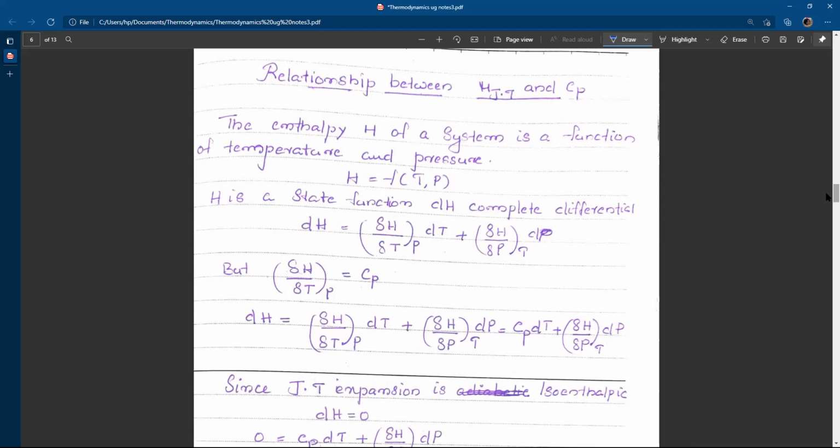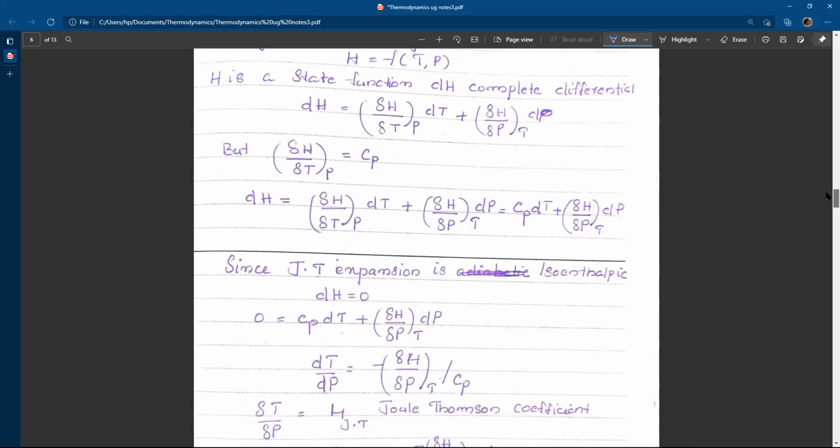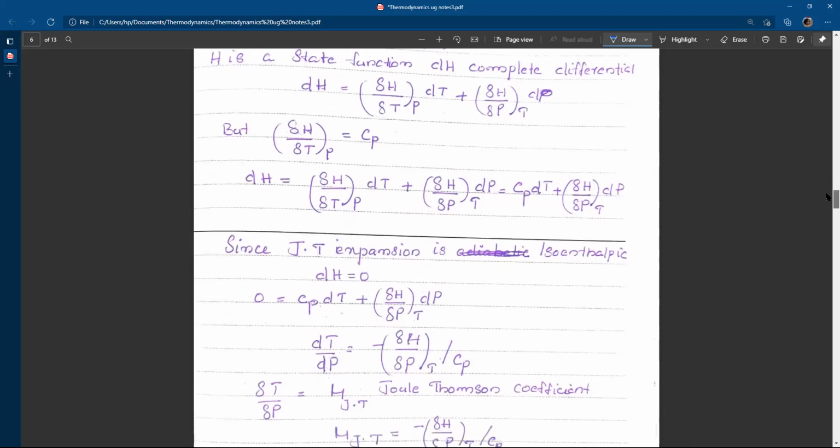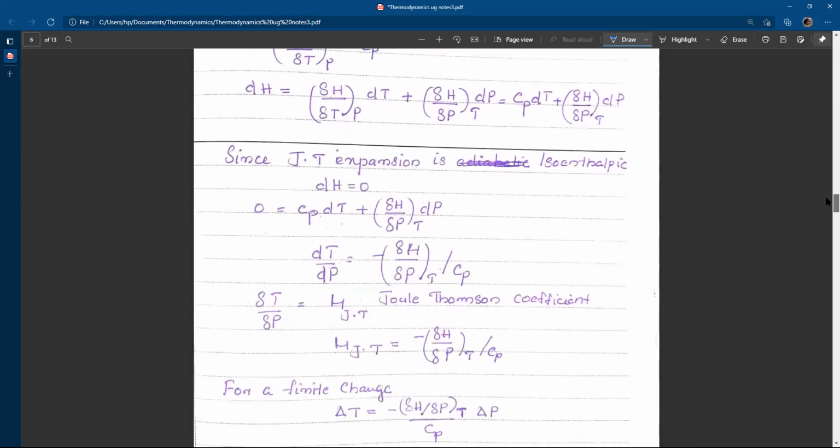And we know that dou H by dou T at constant pressure is Cp, that we have derived. So dH is equal to Cp dT plus dou H by dou P at constant temperature into dP. Since this Joule Thomson expansion is isoenthalpic, dH is equal to 0, and we can write 0 is equal to Cp dT plus dou H by dou P at constant temperature into dP. So dT by dP is equal to minus dou H by dou P at constant temperature by Cp.